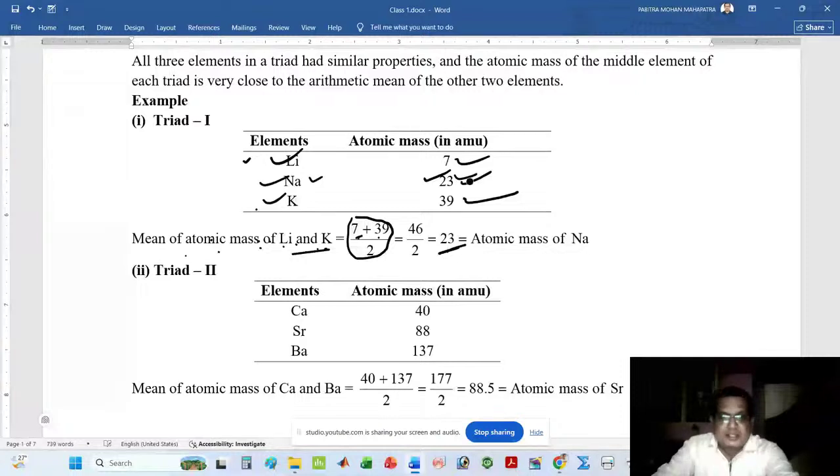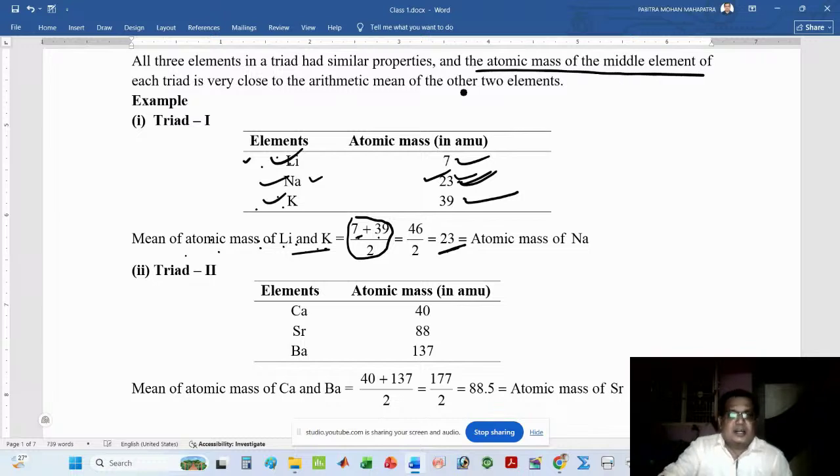Look at that. From this discussion, it is clear that the arithmetic mean of atomic mass of the first element and the last element is equal to the atomic mass of the second element. So here a point given, the atomic mass of the middle element of each triad, here the middle element is sodium, is very close to the arithmetic mean of the other two elements. Other two elements means lithium and potassium.